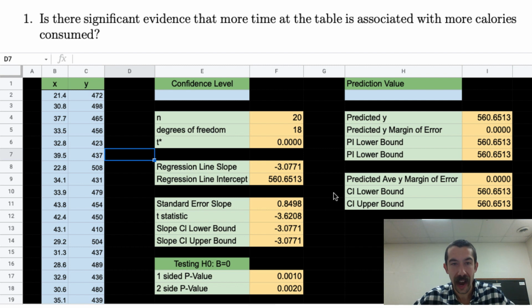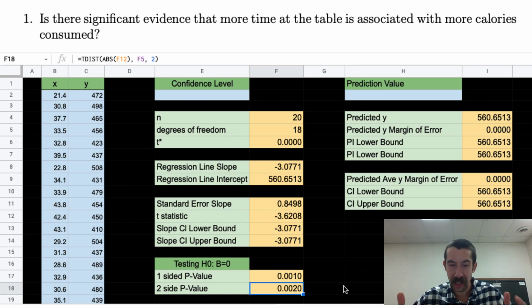So the first question is asking us, is there significant evidence that there's some association between X and Y? Okay, so our alternate hypothesis is going to be that beta is not equal to 0, meaning we're going to look at the two-sided p-value. And our two-sided p-value, which is in this cell here, is smaller than 0.05. So we have significant evidence that there is some association between the two variables, being the amount of time spent at the lunch table and the amount of calories consumed.